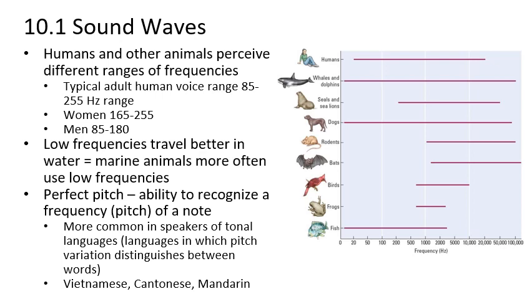Low frequencies actually travel better through water. So sound travels through water just like it travels through air in sound waves. So marine mammals will often have better hearing in the lower ranges.